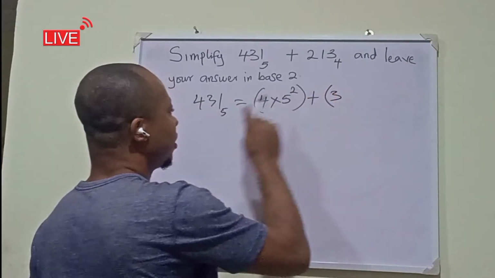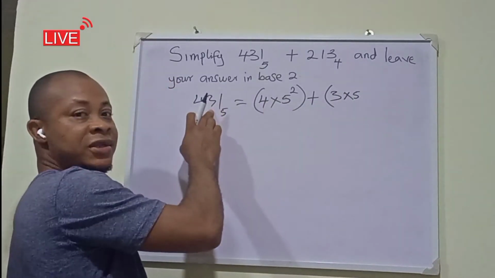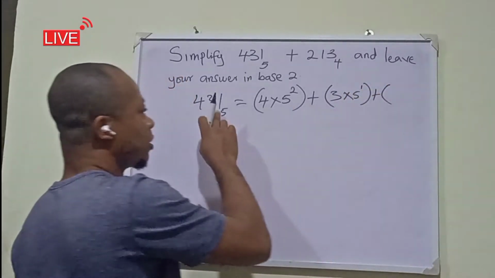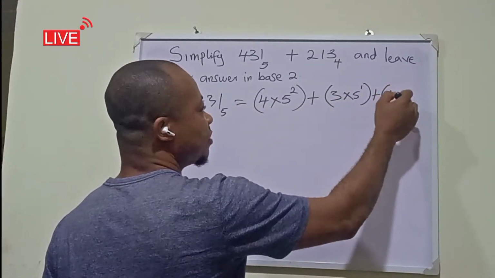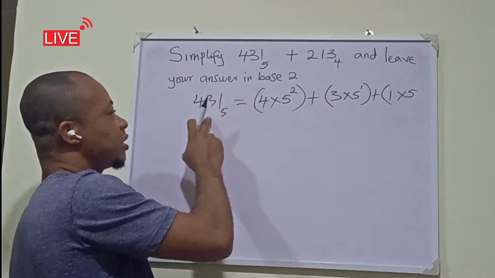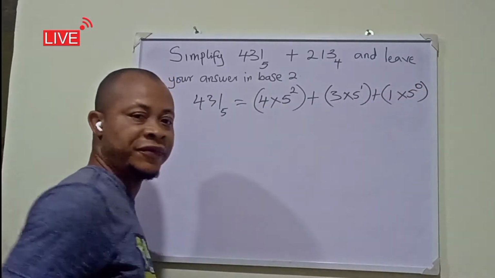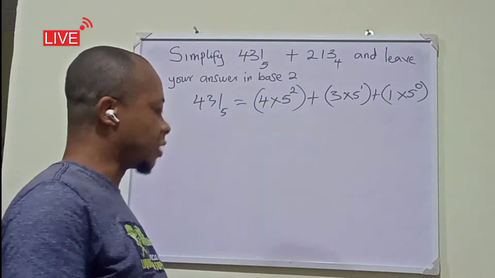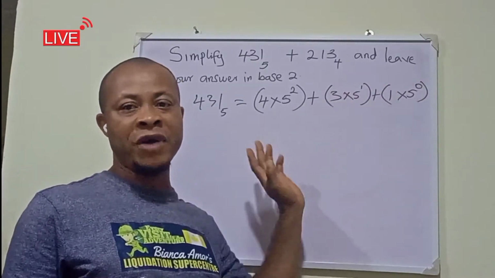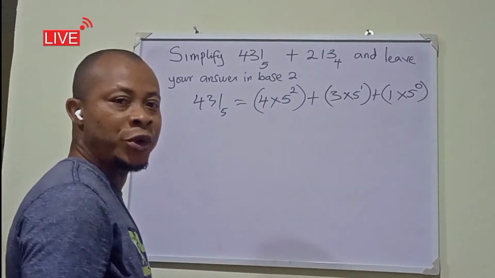We pick 3, multiply 3 by the base, which is 5, then raise to power 1, since one digit is left. Then plus the last one, which is 1, times the base, which is 5, then raised to power. Since there is no more digit, we have selected all the digits, 4, 3, and 1, the next thing is 0 on top of the 5. So always make sure that the base is raised to power 0 whenever you expand, at the last part of that expansion. Now let's open the bracket.